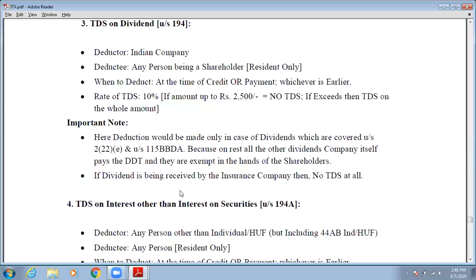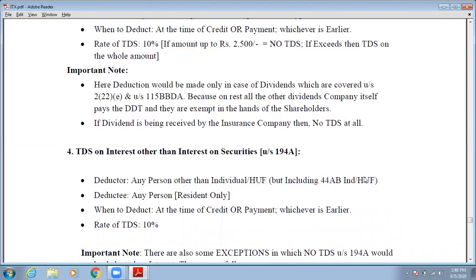Okay, if dividend is being received by the insurance company, then no TDS at all. If you are paying the dividend amount to an insurance company, then no TDS will be deducted.